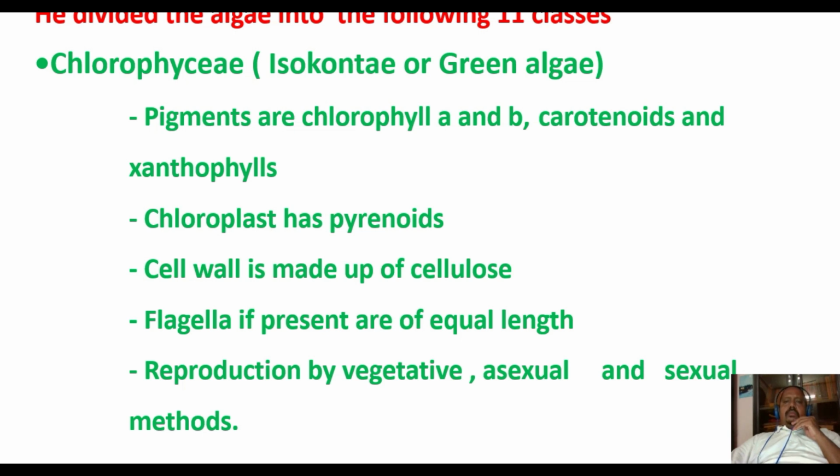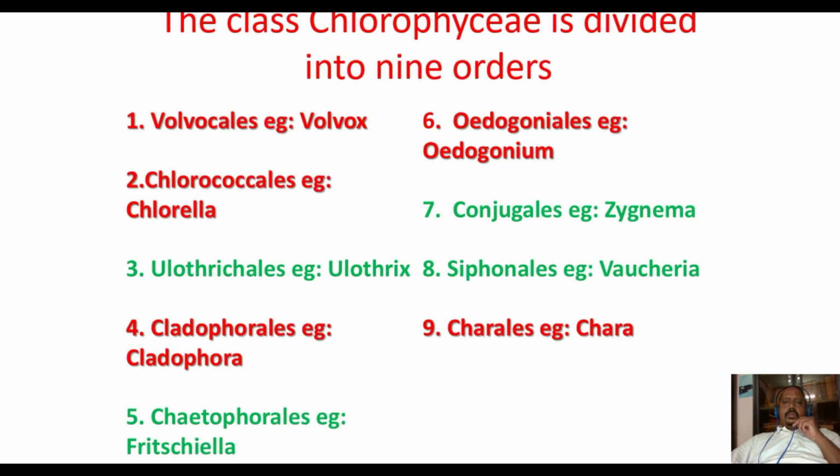Pigments are chlorophyll A, B, carotenoids and xanthophylls. The chloroplast has pyrenoids, a unique feature of green algae, which store starch. Pyrenoids are protein bodies and they store starch. The cell wall is made up of cellulose. Flagella are present and are of equal length. That is why they are called isokontae. Then reproduction is by vegetative, asexual and sexual methods.